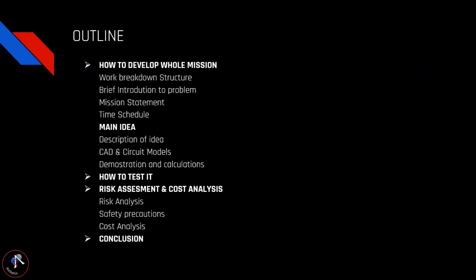extravehicular activity. And today we will talk first about the development of the mission, starting from the work breakdown structure to the time schedule. Then we will introduce our idea, or how we would like to test it, and risk and cost analysis, and then some conclusions.